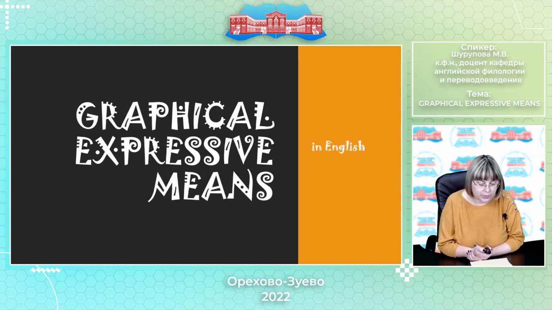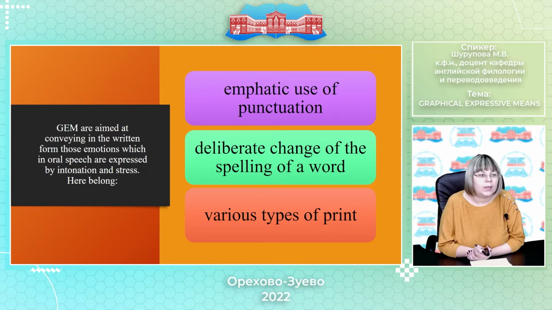To create additional information in a prose discourse, sound instruments are quite seldom used. In contemporary advertising, mass media and above all imaginary prose, sound is foregrounded mainly through the change of its accepted graphical representation, which leads us to the point of graphical expressive means. As you can see, graphical expressive means, abbreviated as GEM, are aimed at conveying in the written form all those emotions which in oral speech are expressed with the help of intonation and stress.